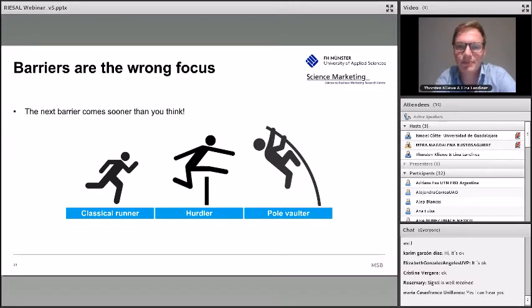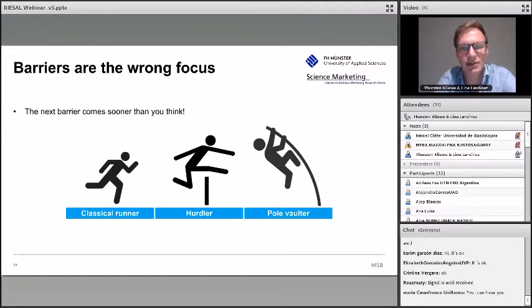The optimal way, as we see it, is that you're rather a hurdler. You know that from sports, when they run 100 meters or 200 meters and they have certain barriers in between, but they jump over them as quickly as possible. So rather than reducing the barriers to a minimum, which would be the classical runner, it is not necessary to invest all the resources in eliminating the barriers.